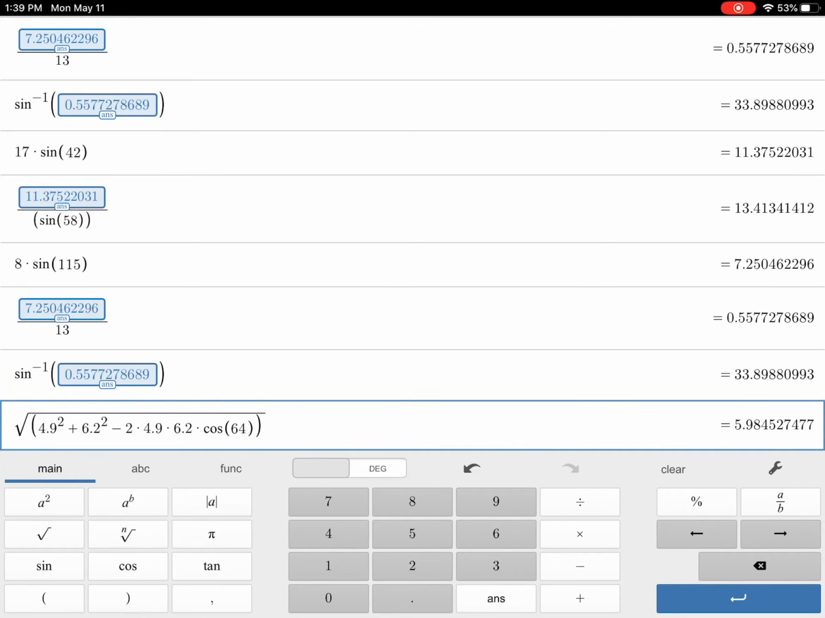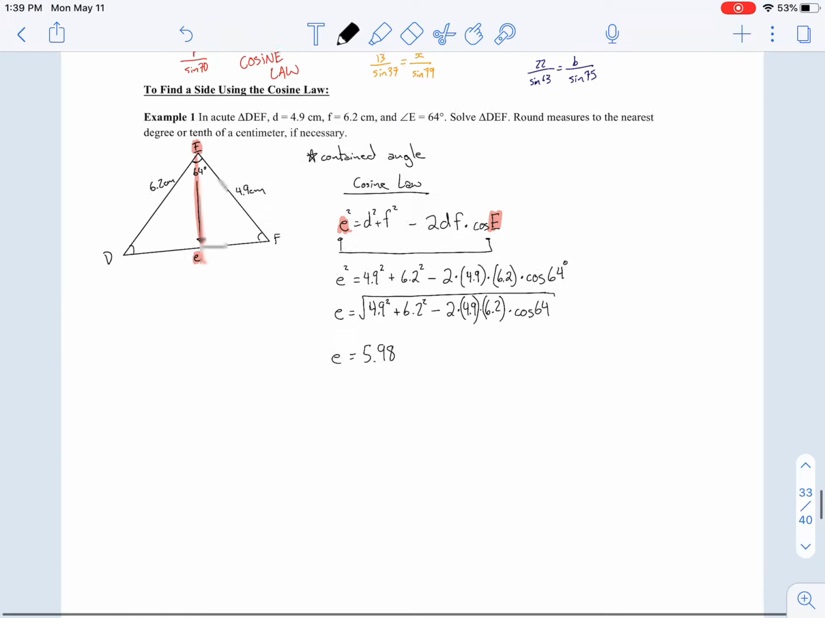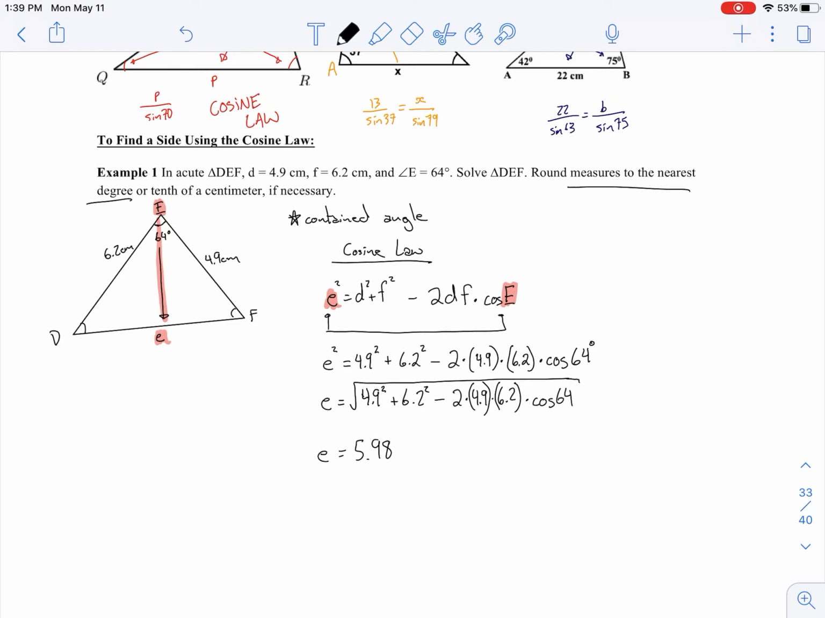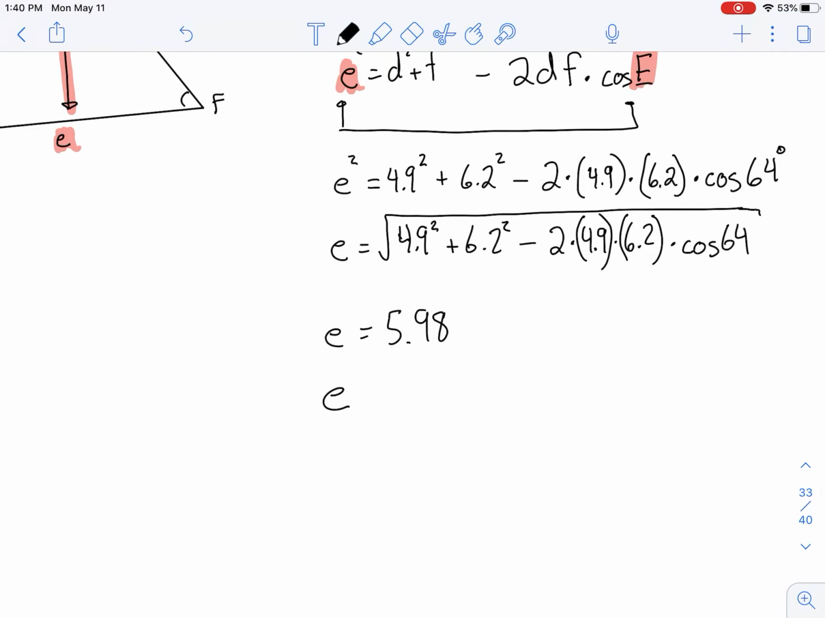And I get the answer of 5.9845. Let's see what the question wants us to round to. E equals 5.98. And round measures to the nearest degree or tenth of a centimeter if necessary. So it does want us to round to tenth of a centimeter because we're working in centimeters here. And so we would round that to approximately 6.0 centimeters.